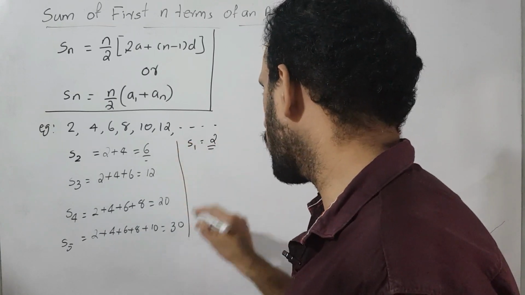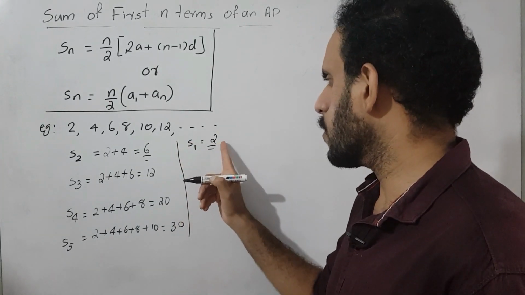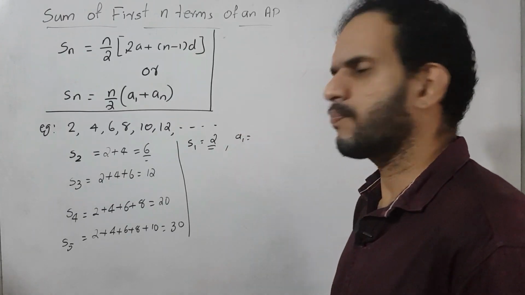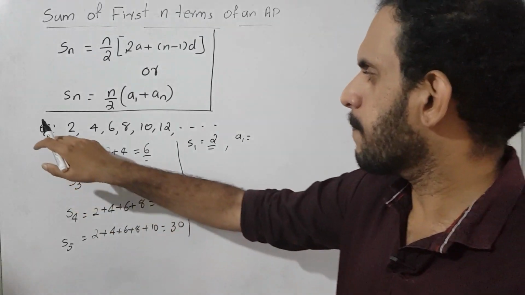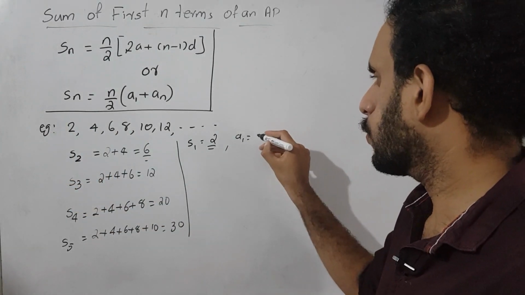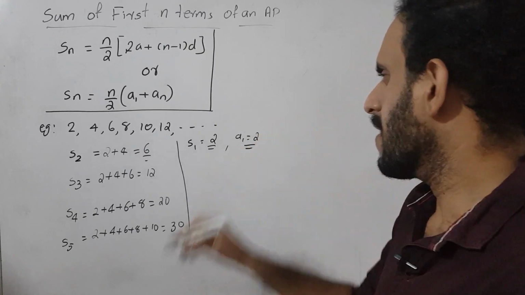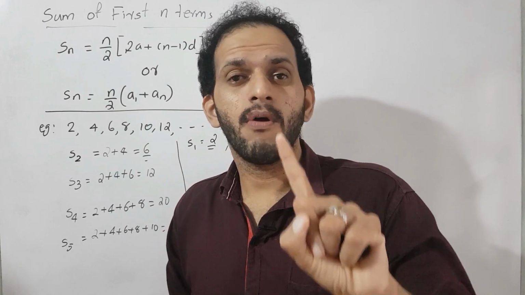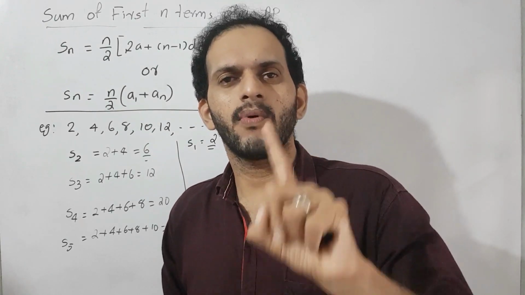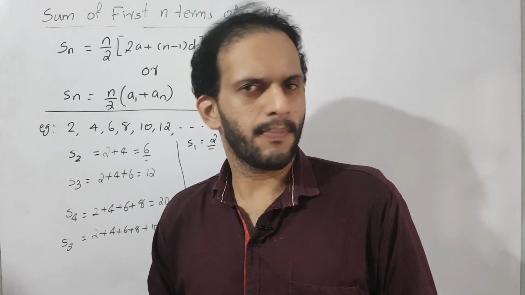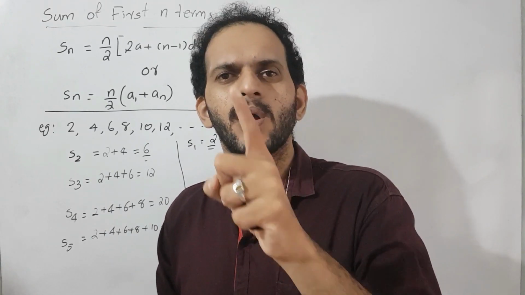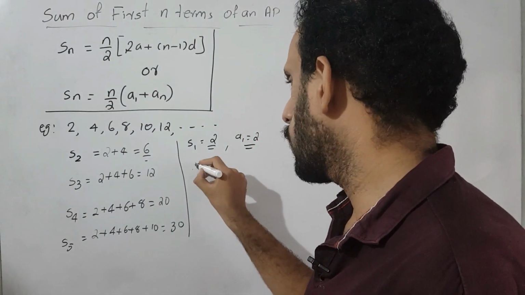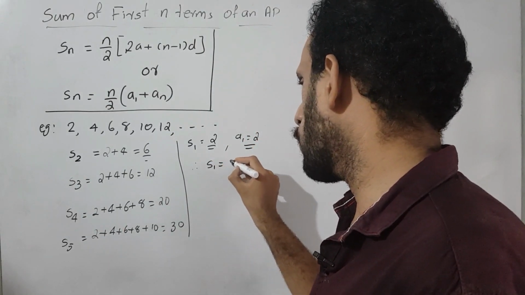Then now here we getting the idea. S1 is equal to 2, then I ask what is the value of A1. What is A1 here? In this AP, A1 is also 2. Correct? That is very clear now. The sum of first term is equal to the first term of an AP. That is S1 is equal to A1. Okay, so we concluding the idea S1 is equal to A1.